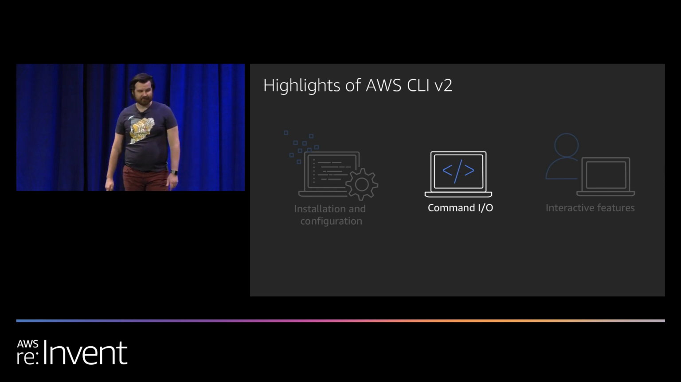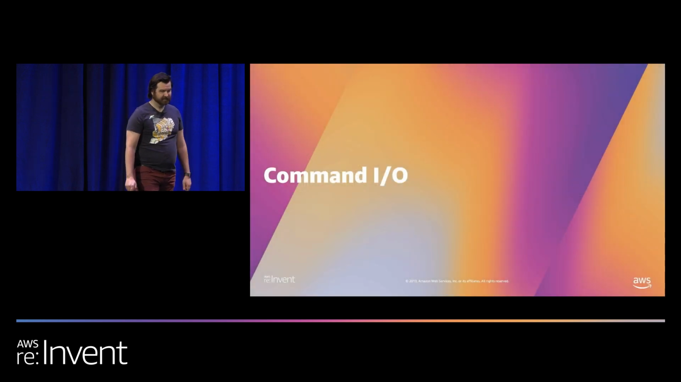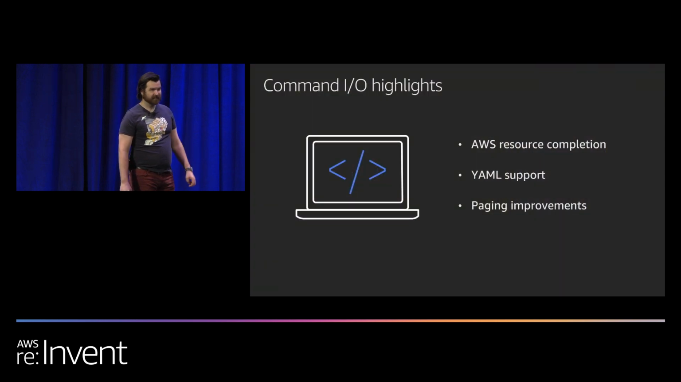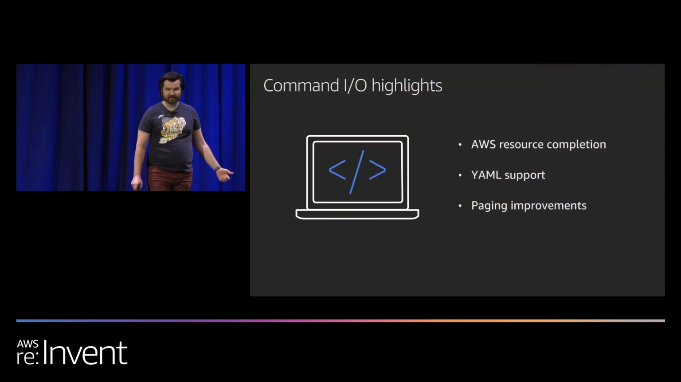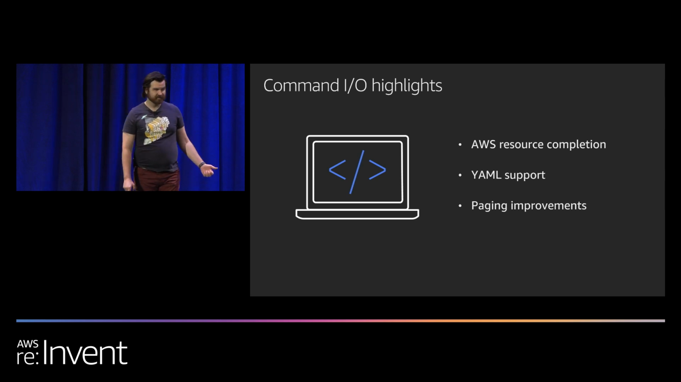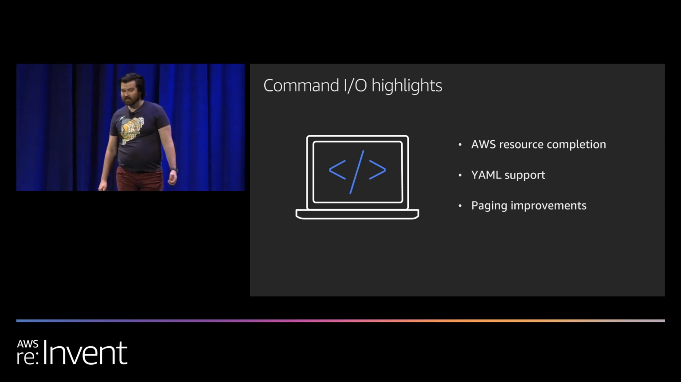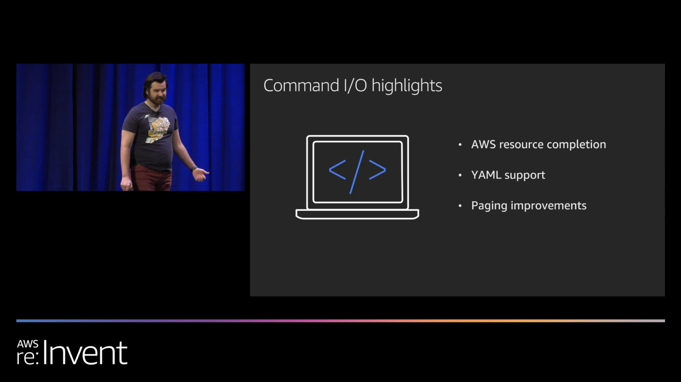So now let's go ahead and move on to the second category, improvements related to command input and output. So in terms of the new features related to command I/O, here are the few that we wanted to highlight today. So in terms of improvements, we've improved our autocompleter. Specifically, we added support for AWS resource value completion. We've added better support for YAML in terms of input and output to the CLI v2.